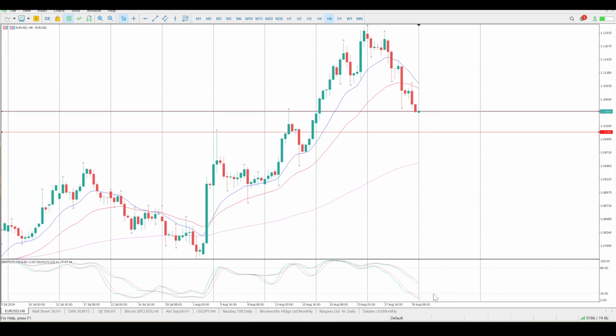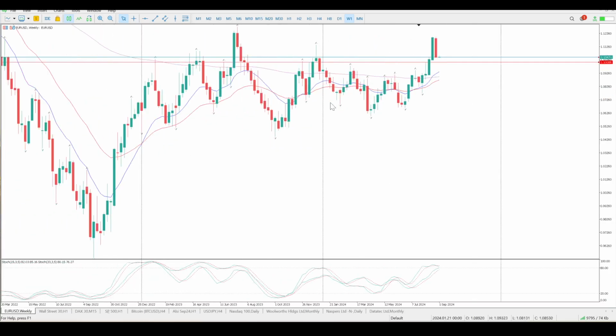Oscillators at the moment have separated. They're still pointing down, but this to me is looking like a fairly decent flag, and we do have divergences. There's the previous swing low, and here's the current swing low. You can see the divergences on the oscillators.